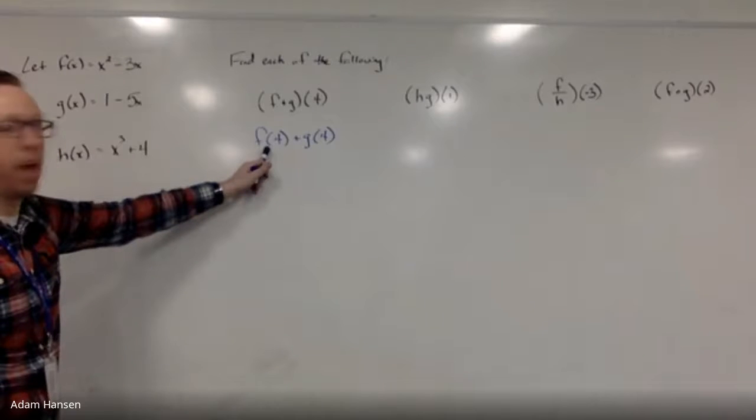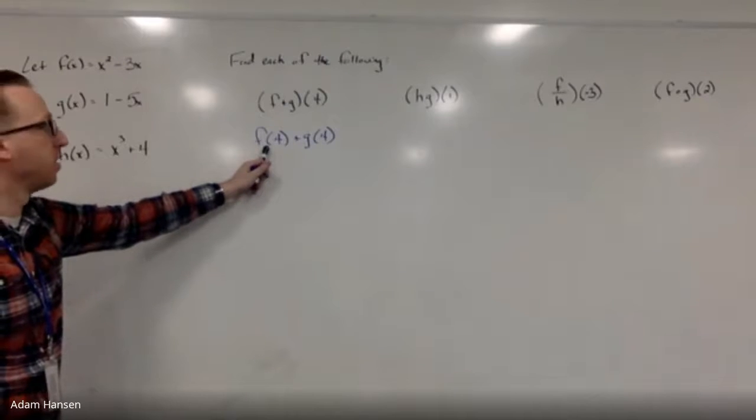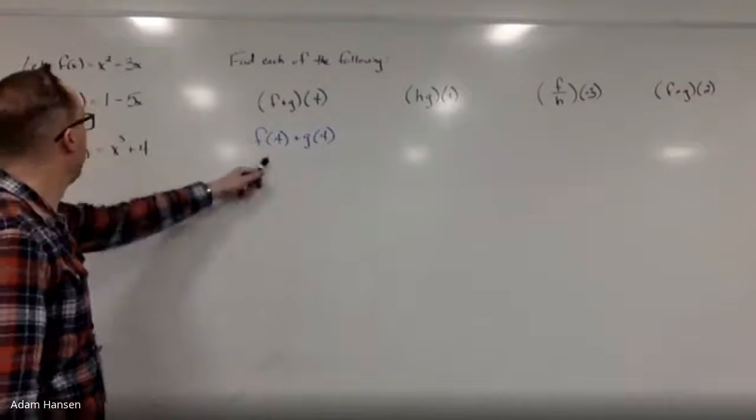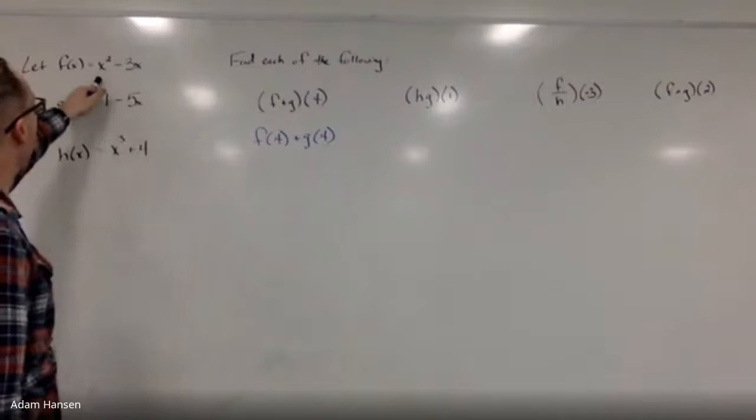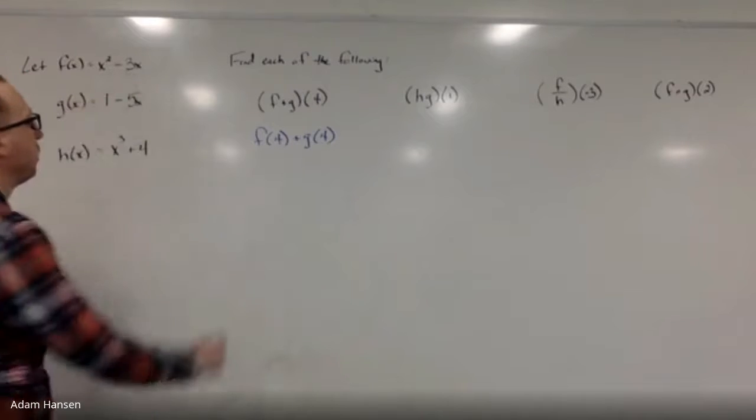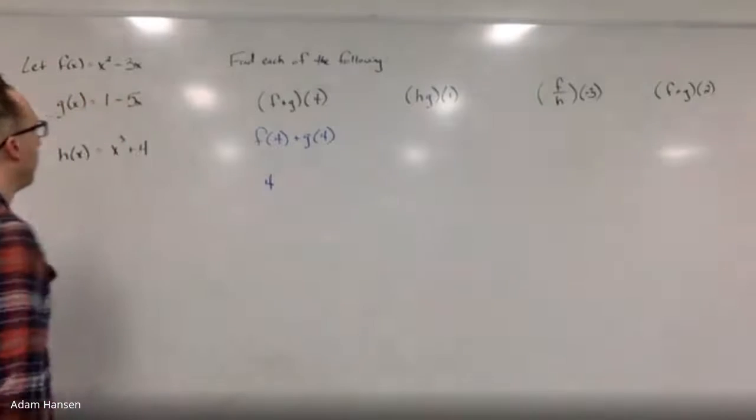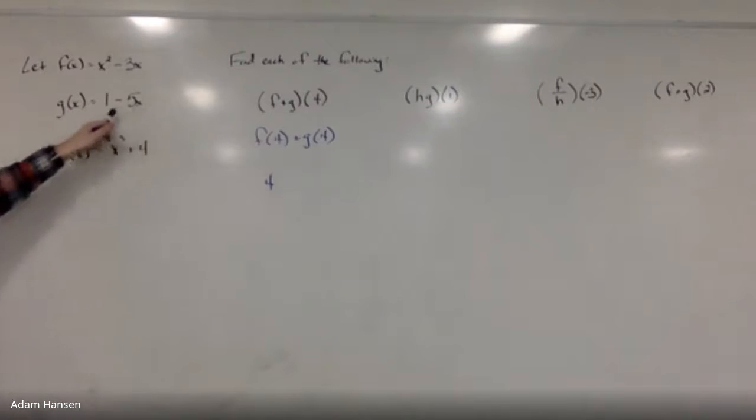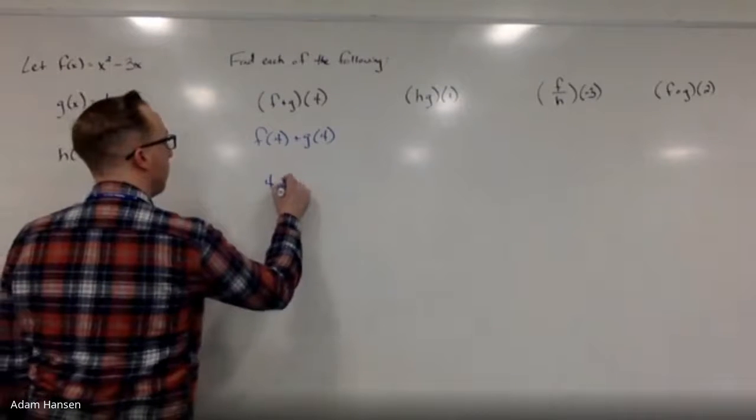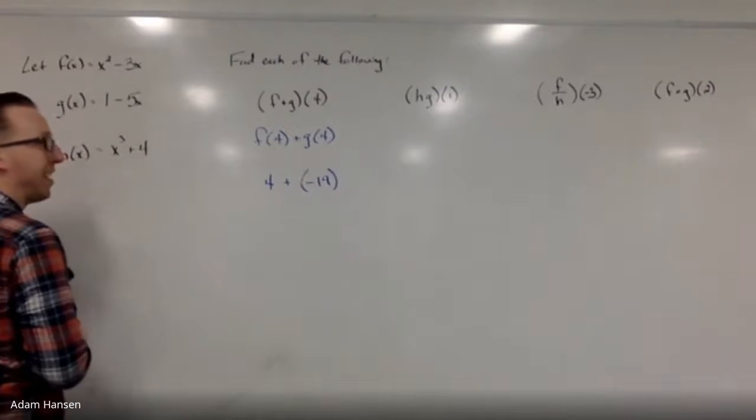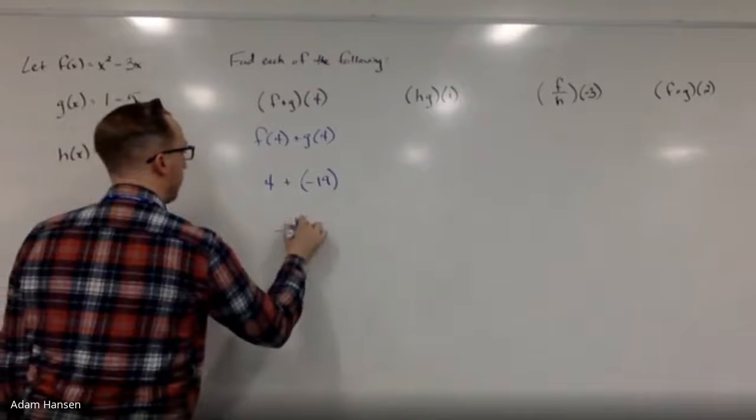We're going to plug 4 into f. Find f(4) and evaluate that. Do the same thing with g, and then add those two values together. f(4), that'd be 4 squared, or 16, minus 3 times 4, 12. 16 minus 12 is 4. g(4), plug 4 into function g. 1 minus 5 times 4 is 1 minus 20, or negative 19. 4 plus negative 19. 4 and negative 19 added together make negative 15.